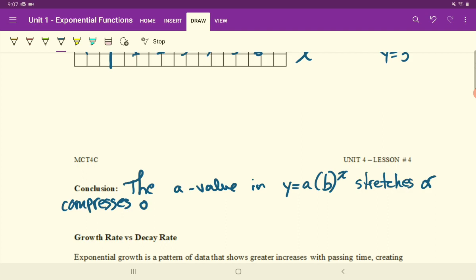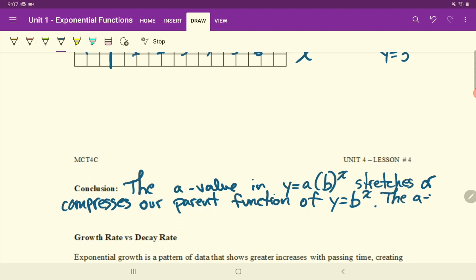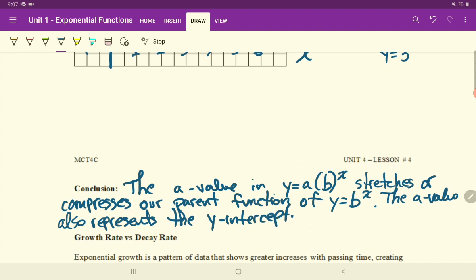So the a value in y equals a times b to the x stretches or compresses our parent function of y equals b to the x. The a value also represents the y-intercept. Okay, that's important for our upcoming word problem here.